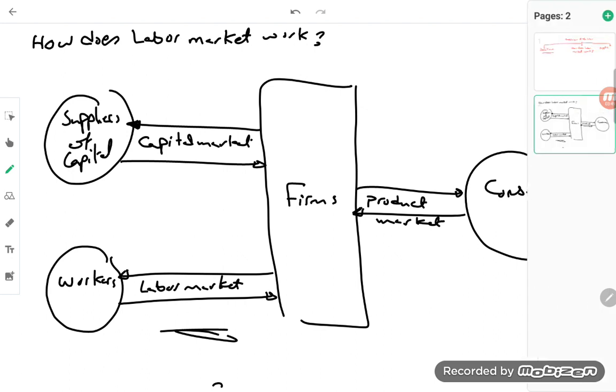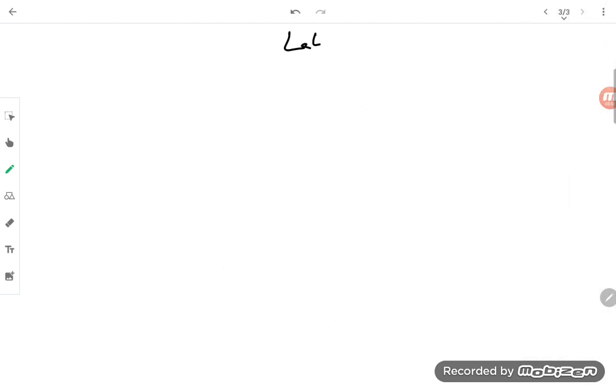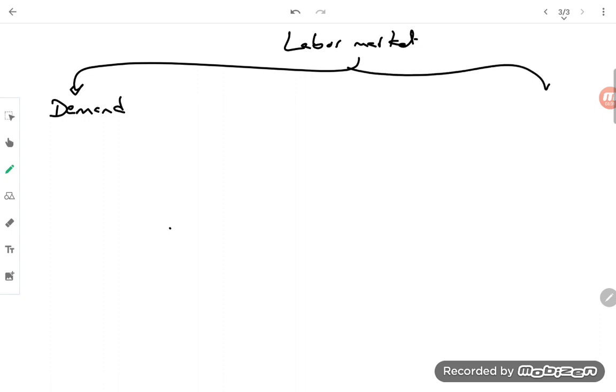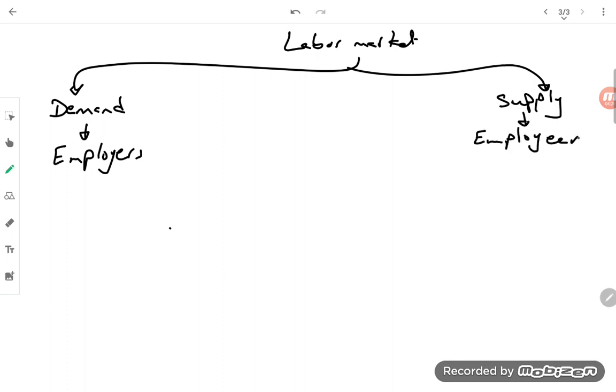So the labor market, just like any market, has a demand side and a supply side. Demand for labor is demand by the employers or firms, demand for labor from different labor markets. And supply of labor represents employees or workers supplying their labor force.